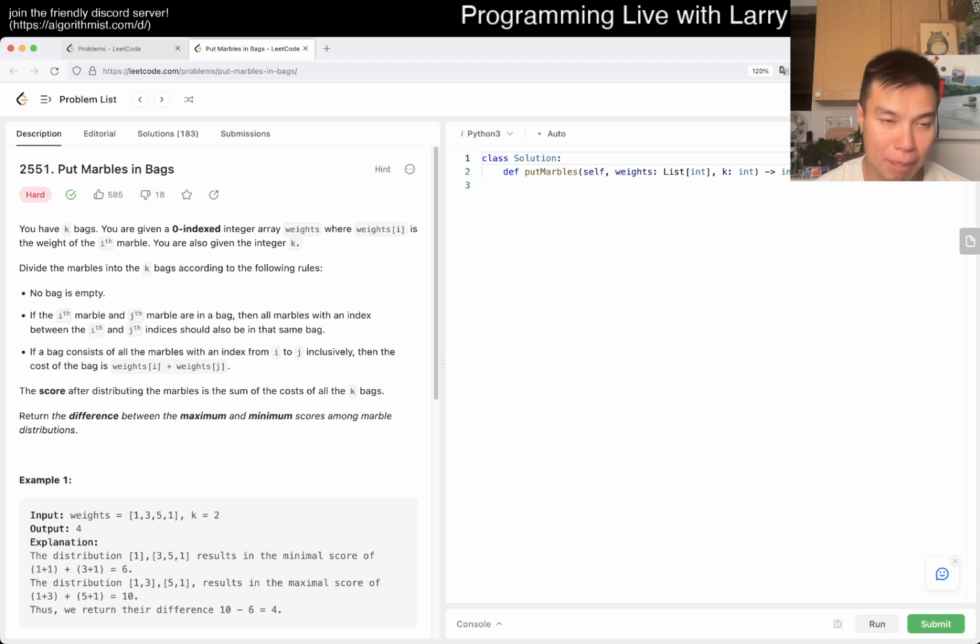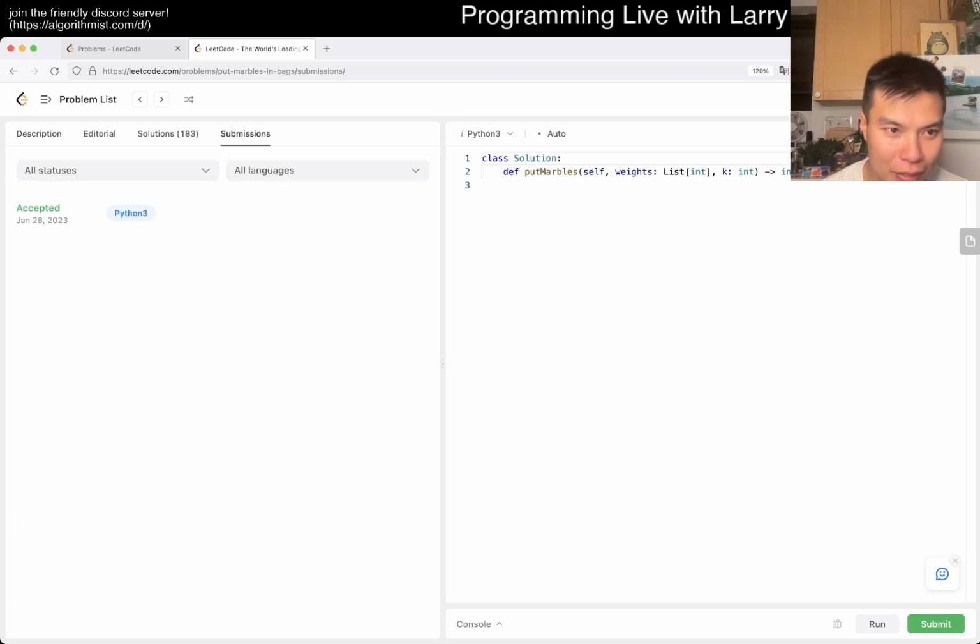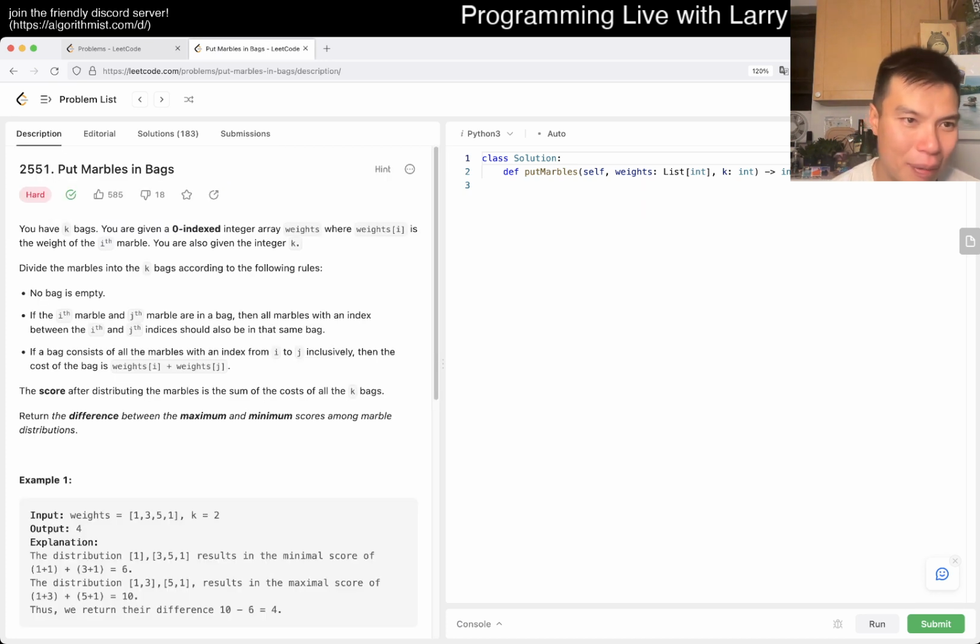2551, Put Marbles in Bags. Seems like this is a recent contest problem, maybe not that recent. Oh, I mean, half a year ago is pretty recent. Let's see if I remember it, or hopefully not. But you could probably also search for it, and you'll see me during the contest if you want to see something even more live. Anyway, let's take a look at this.